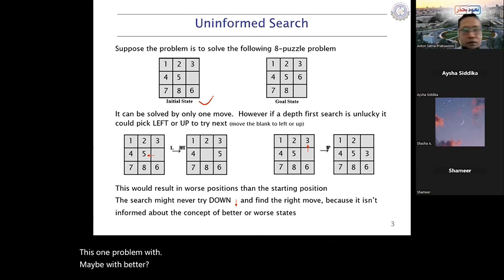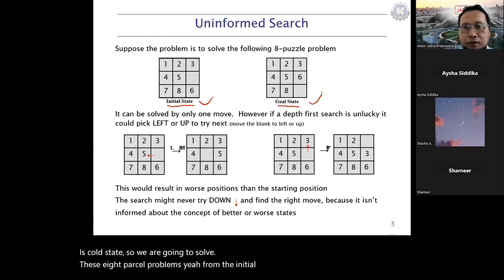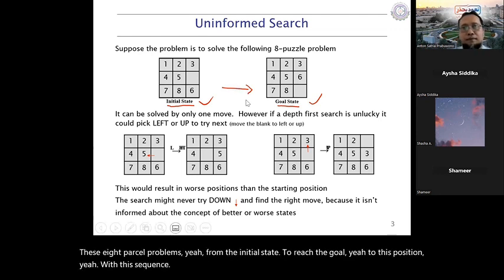All right. So the left side is the initial state, and the right side is the goal state. We are going to solve these 8 puzzle problems from the initial state to reach the goal, to this position, with a sequence, right?